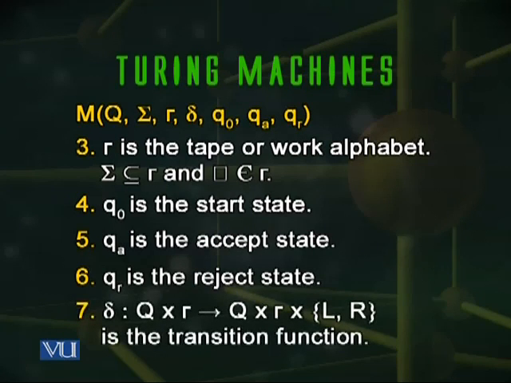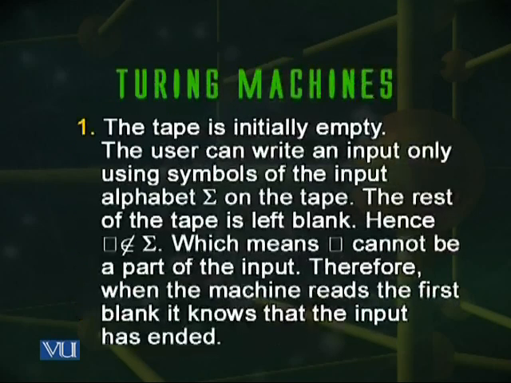QR is going to be the reject state. Lastly, delta, which actually tells us how this Turing machine works, is going to be a function from Q cross gamma to Q cross gamma cross {L, R}. This is called the transition function. Let us discuss these 7 things one by one.